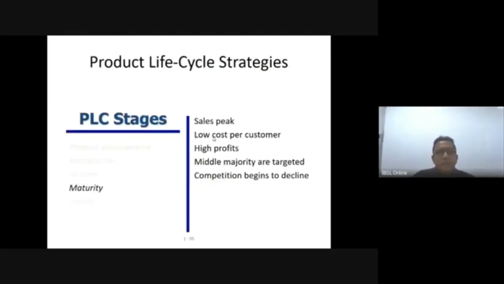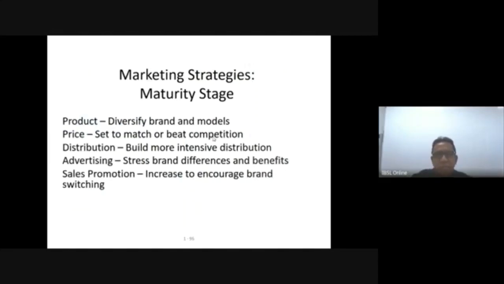Next, the maturity stage. Now sales are at their peak. The product is known and sales are at a very high level. Low cost per customer. Now quite a number of customers are buying your product. The profit is high, and the middle majority are targeted. Competition begins to decline. Now your product is established, and the competition may be a little low.